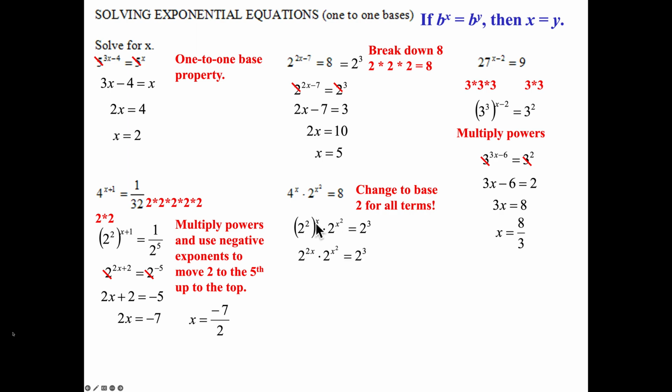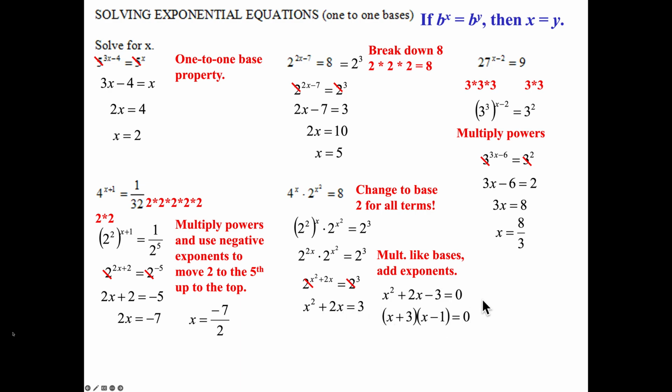So 2 times x, that's going to be 2x. Multiply like bases is going to be 2 to the x squared plus 2x. So I just wrote that in descending order. Now it's 1 base 2 to 1 base 2. Cancel your base 2's. x squared plus 2x equals 3. I've created a quadratic equation which has to be set equal to 0. So I subtract over the 3. We factor that. x plus 3, x minus 1. Solve for x. x equals negative 3. And x is equal to 1.